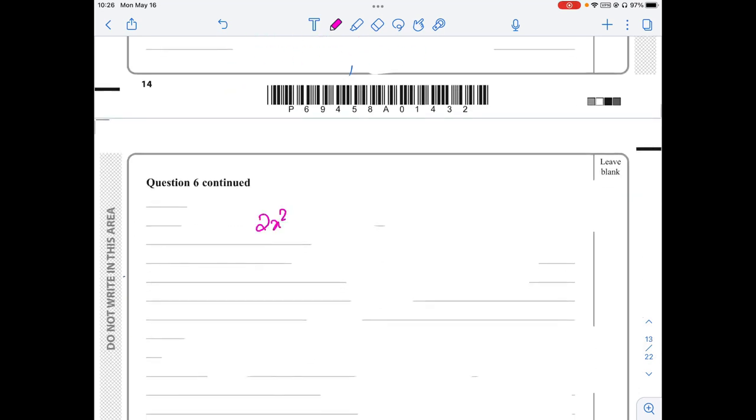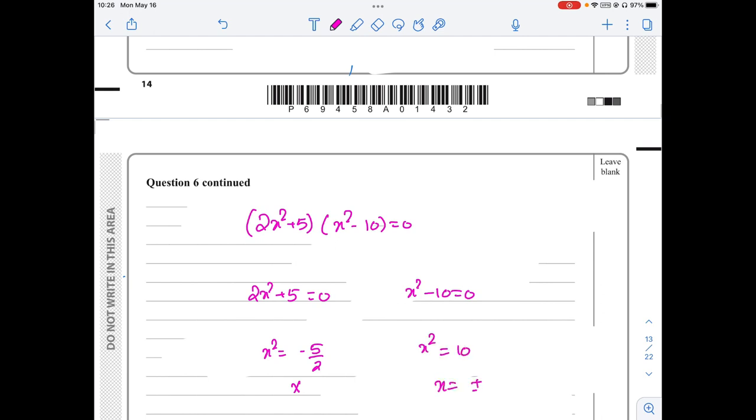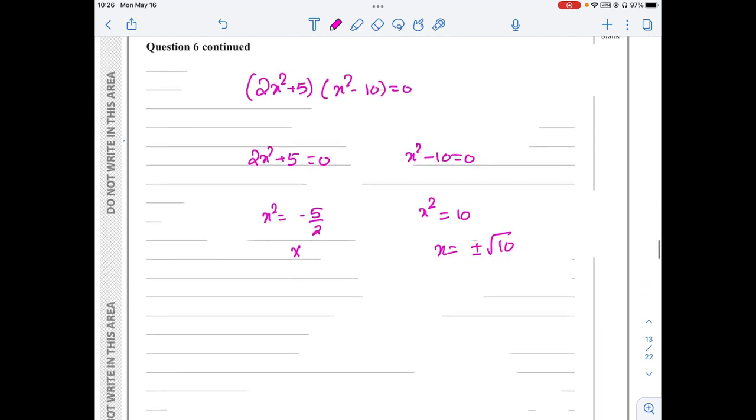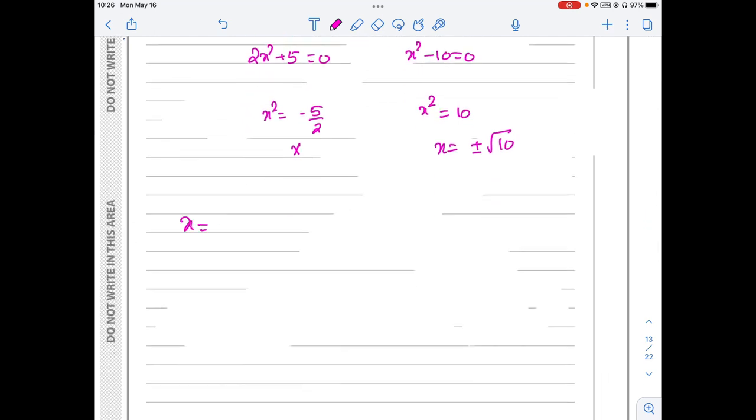It becomes 2x square plus 5, directly I'm writing it out, times x square minus 10 equals to 0. So 2x square plus 5 equals to 0, or x square minus 10 equals to 0. So x square equals to negative 5 upon 2, which is not possible because a square term cannot be negative. x square equals to 10, x is equal to plus or minus square root of 10. So what are the two values of x? One is positive square root 10 and another one is negative square root 10.